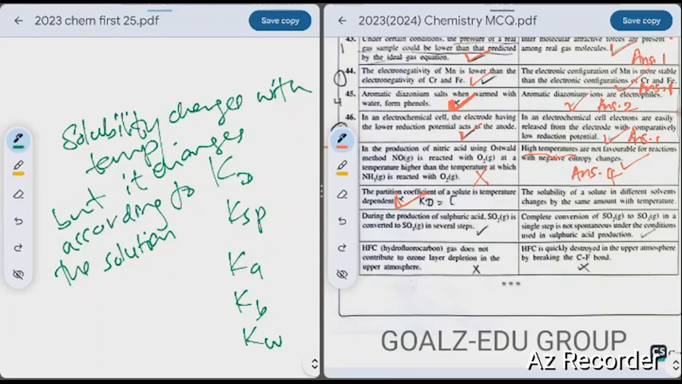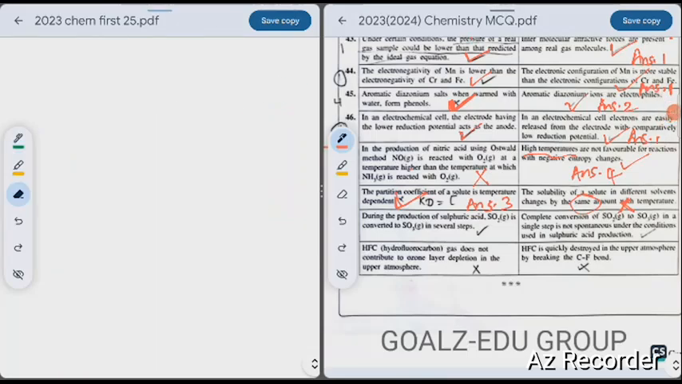That is correct. Solubility changes with temperature, but the solubility varies according to the solution that we use. Therefore, the statement that the solubility of a solute in different solvents changes by the same amount with temperature is wrong. That is due to this word. We can't say it changes by the same amount. So this second one is wrong. Therefore, we can go with answer 3 for the 48th question. Next, 49th question.